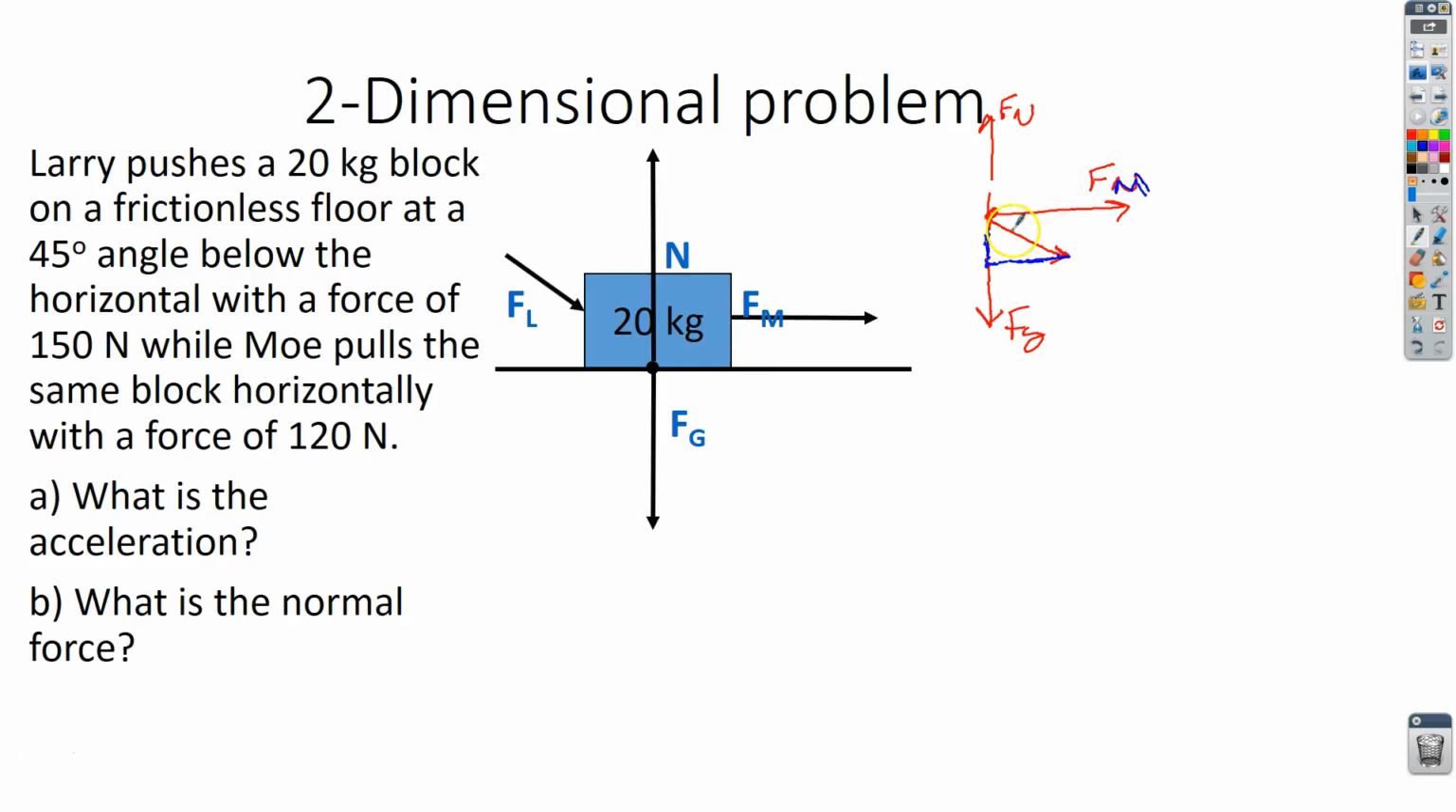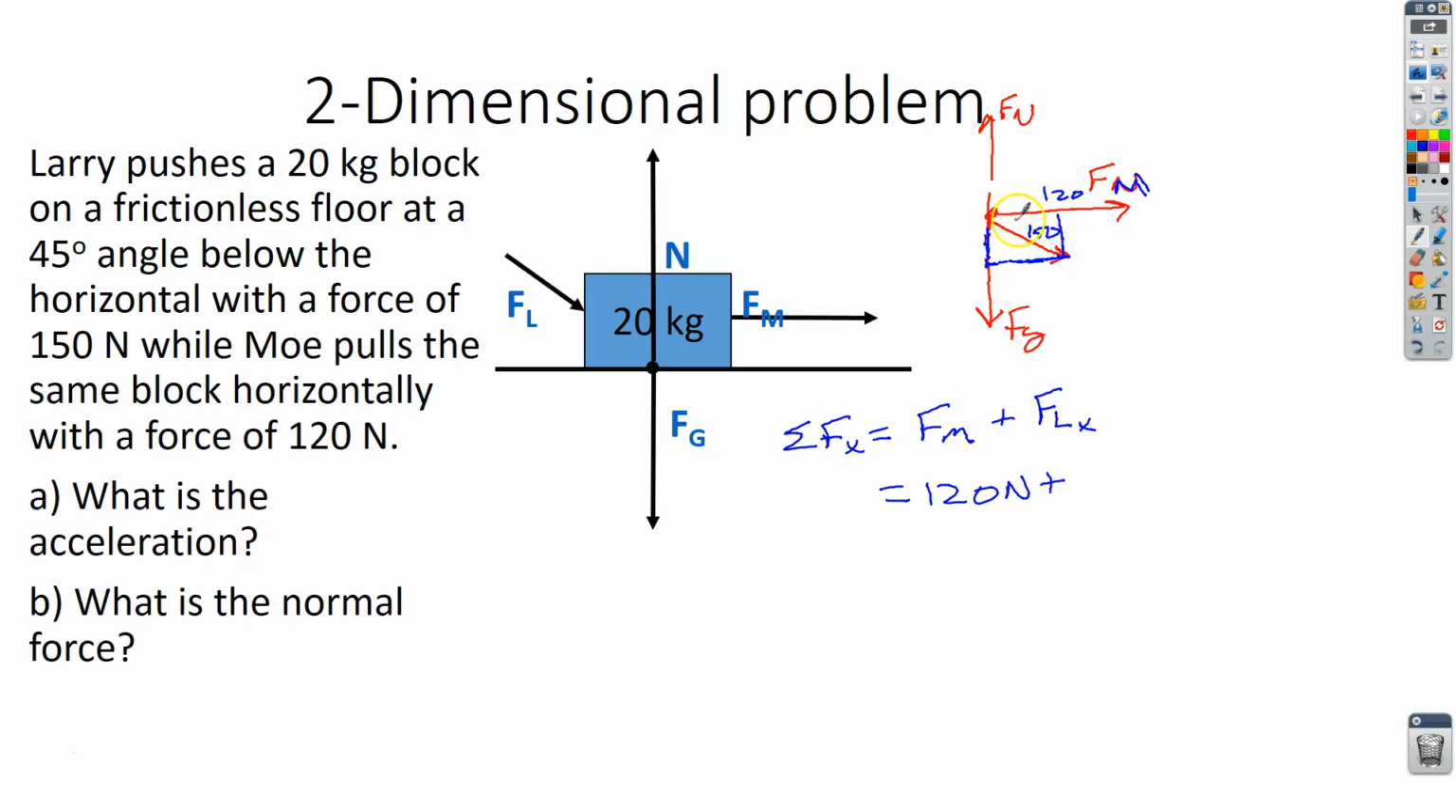We know that this arrow pointing down to the right is 150 newtons, and the one that is pointing just to the right is 120 newtons. We want to know the sum of the forces in the x direction. So that would be the force of Mo plus the force of Larry in the x direction. The force of Mo we said was 120 newtons. Plus, we're going to do the force of Larry in that x direction.